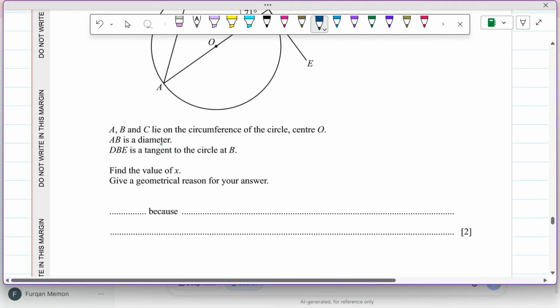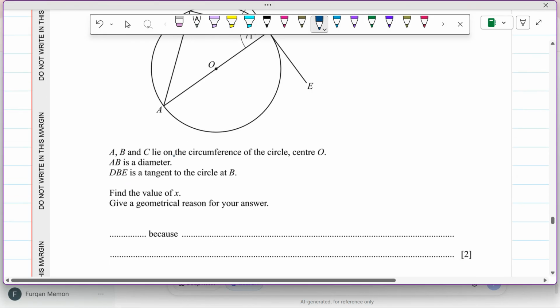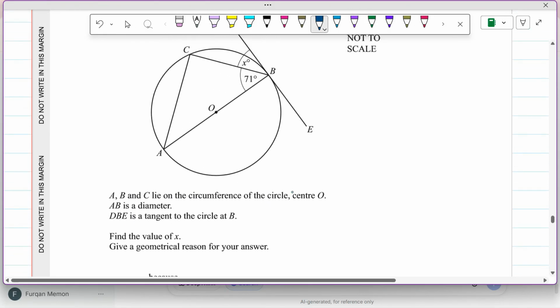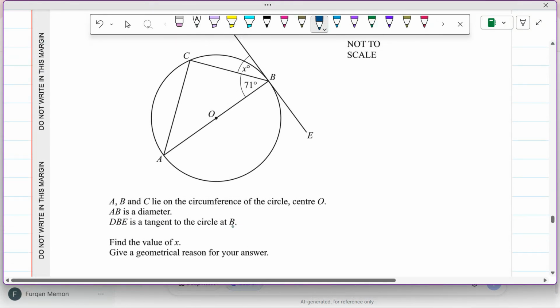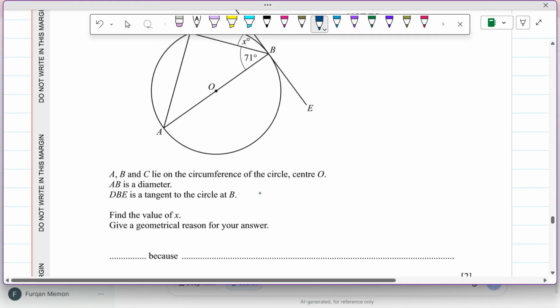Now part B, we have the circle, the triangle, and the tangent. A, B, C lie on the circumference of the circle. AB is the diameter. DBE is the tangent to the circle at B. Give the value of x. Give the geometrical reason for the answer.